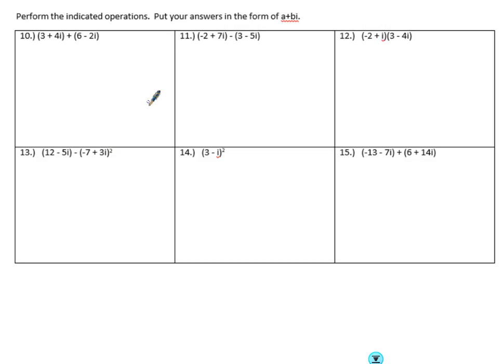Alright, this next section for 10 through 15, we're working with operations on complex numbers. Again, a complex number is in the form of a plus bi, where a is the real term and bi is the imaginary term.